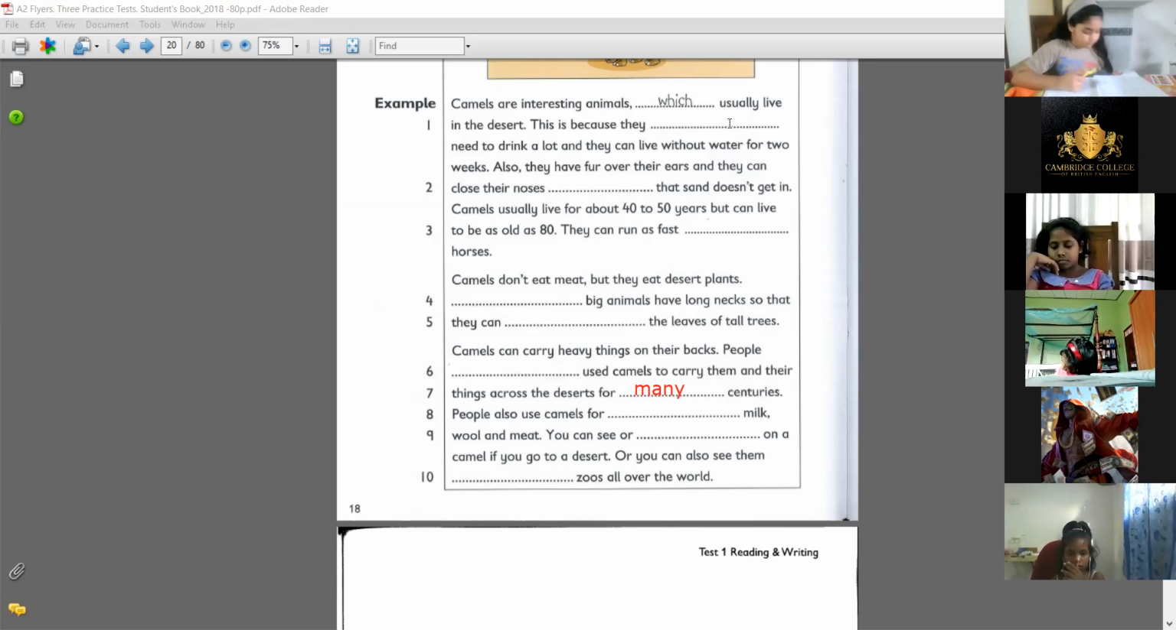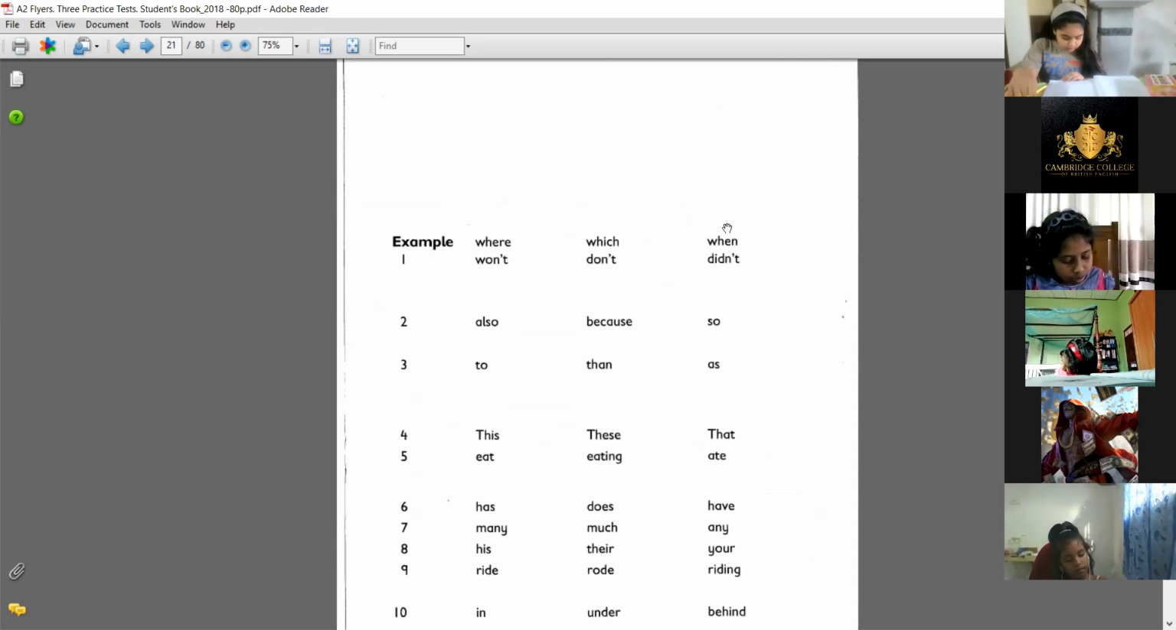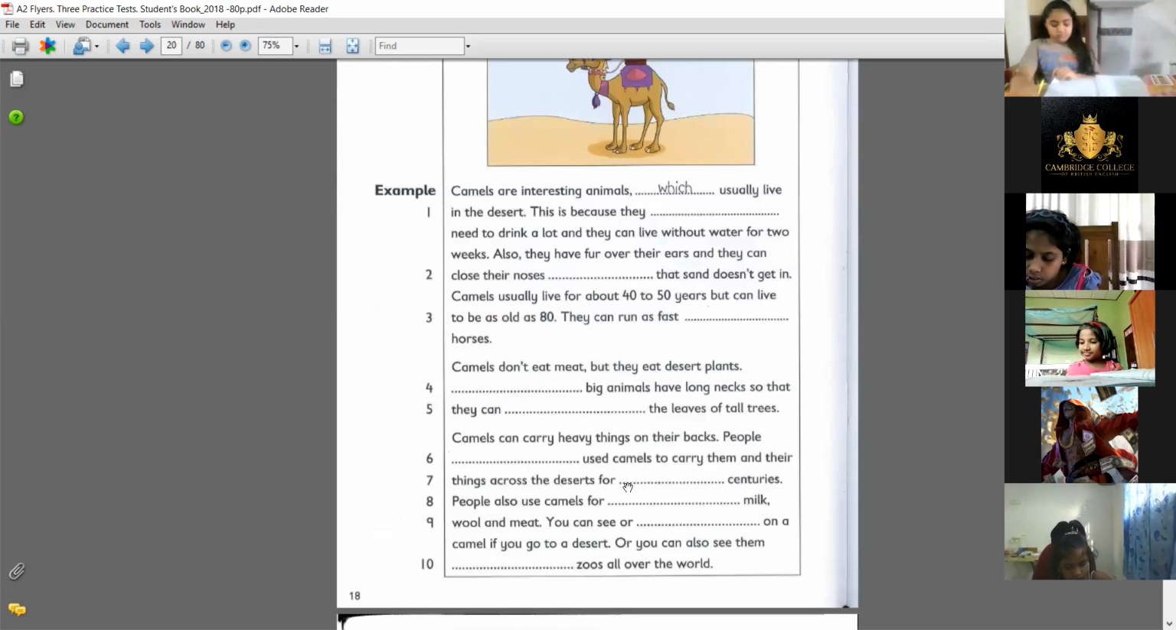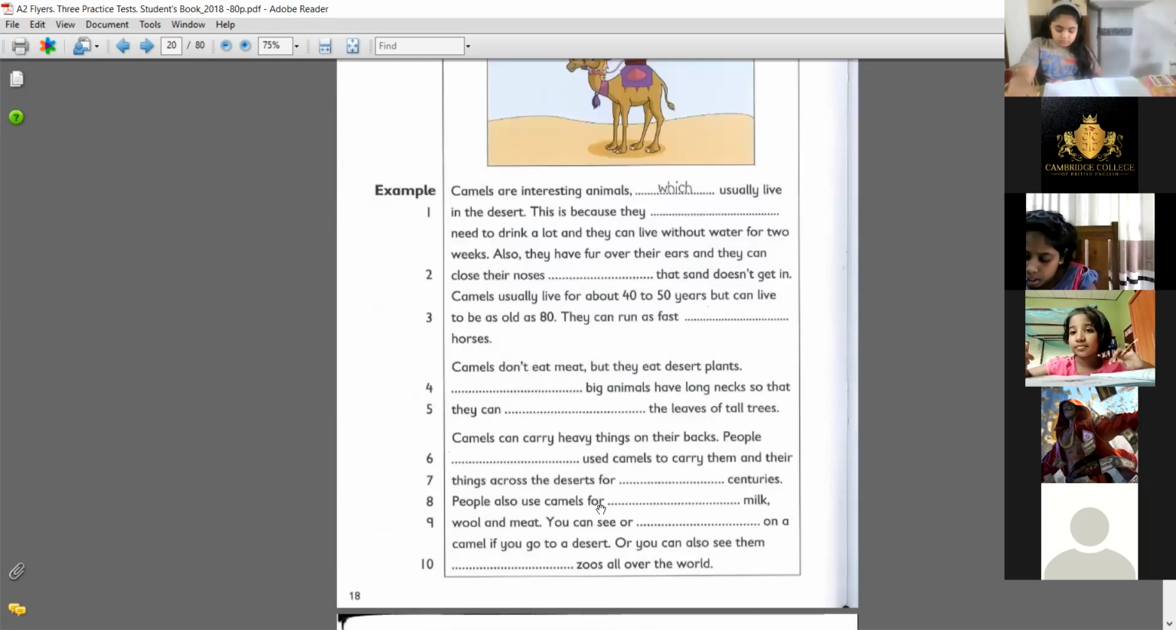Next one. People also use camels for their milk. What is the answer? Camel for their milk. Very good.